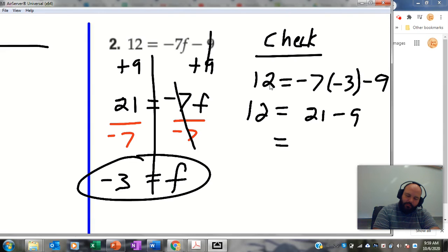And 21 minus 9 is indeed 12. And so if you look, our check worked. We got a true statement. That means we solved our original problem down here correctly.